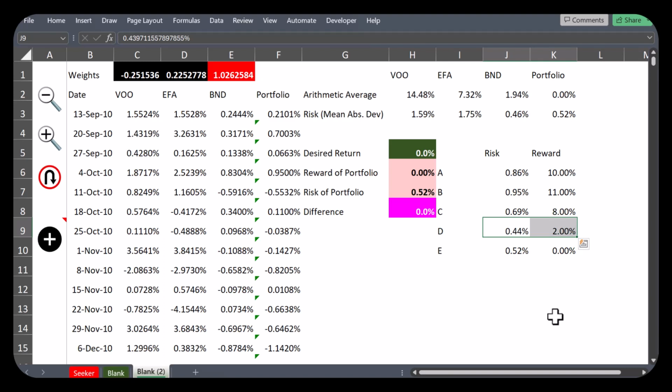So if you bought portfolio E, you could have done better in portfolio D, both in terms of reward and risk. D gives you a higher reward and less risk. So this portfolio is called inefficient. Okay.